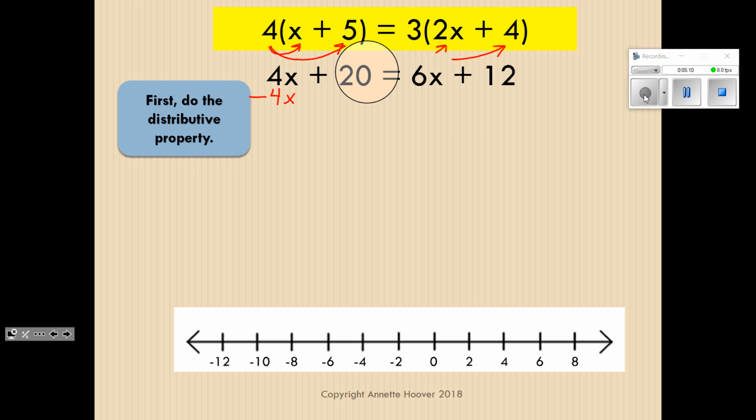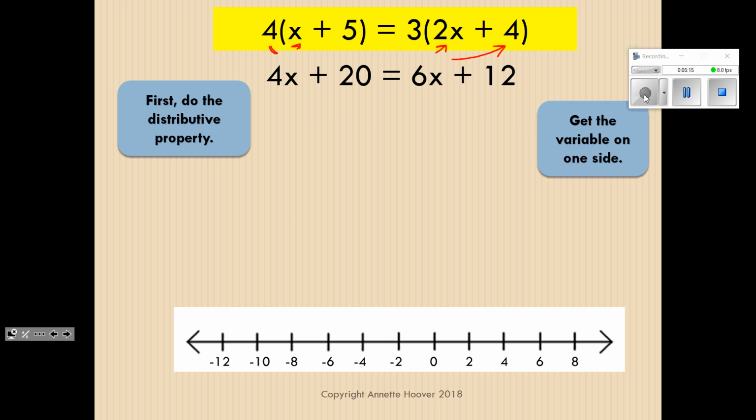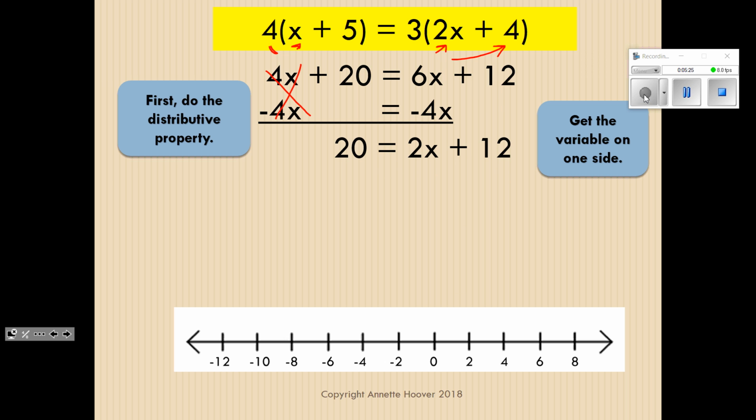I like to keep my variable positive. That just eliminates that step at the end. So I'm going to subtract 4x on both sides. So on the left side what's left is 20, and on the right side we have 2x plus 12. Now we have a two-step equation. We want to get the variable by itself. We locate the variable.